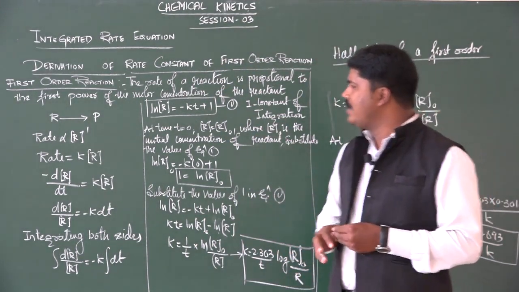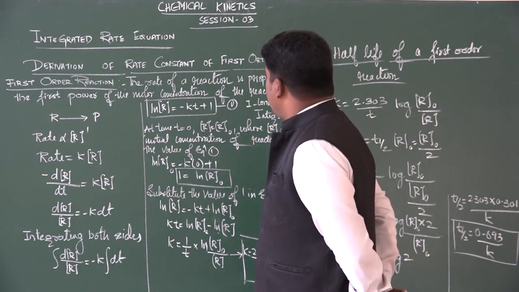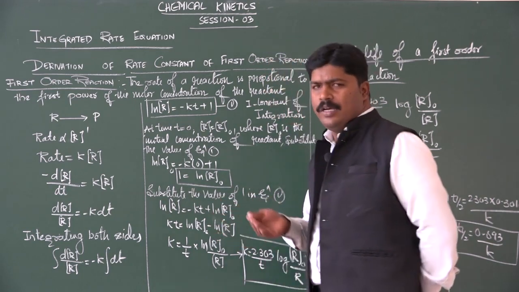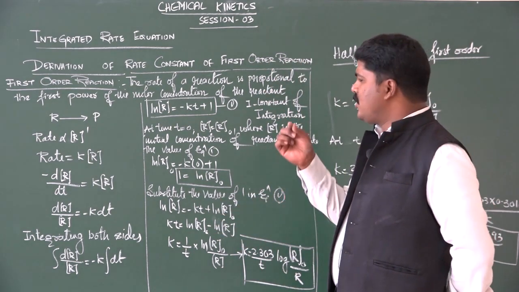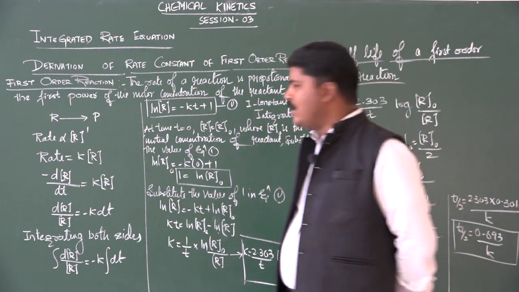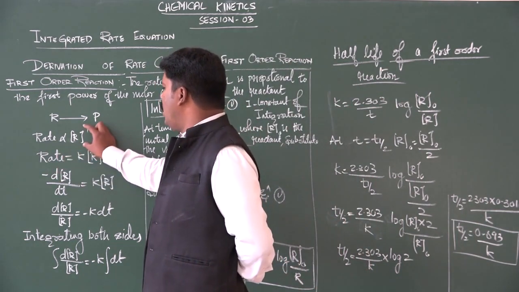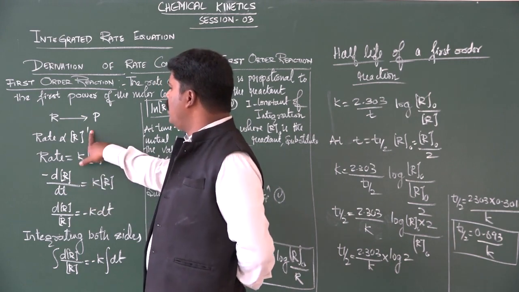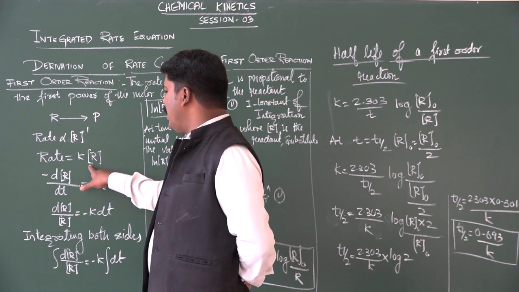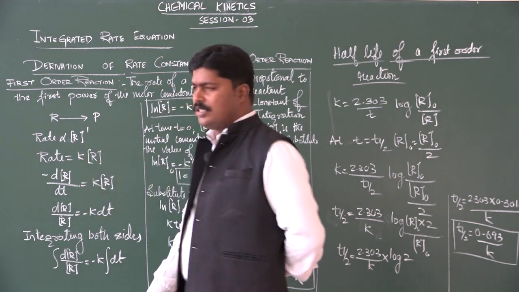Now, the derivation of the rate constant of a first order reaction. What is a first order reaction? The rate of a reaction is proportional to the first power of the molar concentration of the reactant. What we discussed, zero order, the zeroth power; first order, that is first power of the molar concentration of the reactant. Let us consider a reactant R giving a product P. That means rate is proportional to R to the power 1, so rate is equal to k R, because R to the power 1 is R itself, the molar concentration of R.